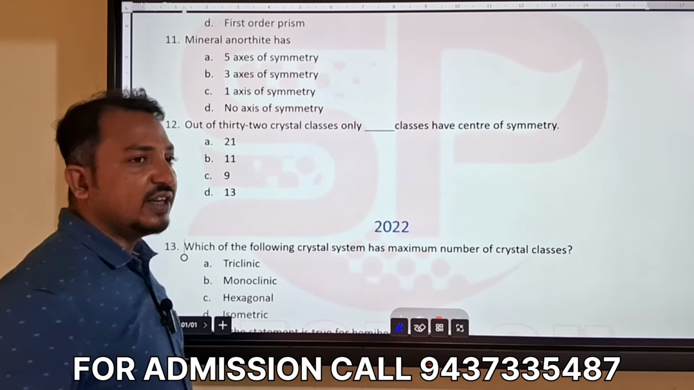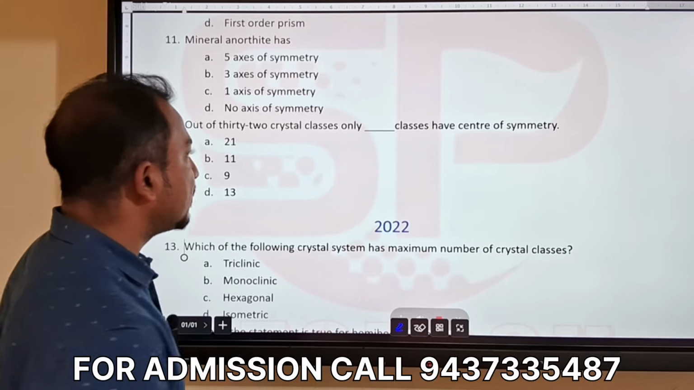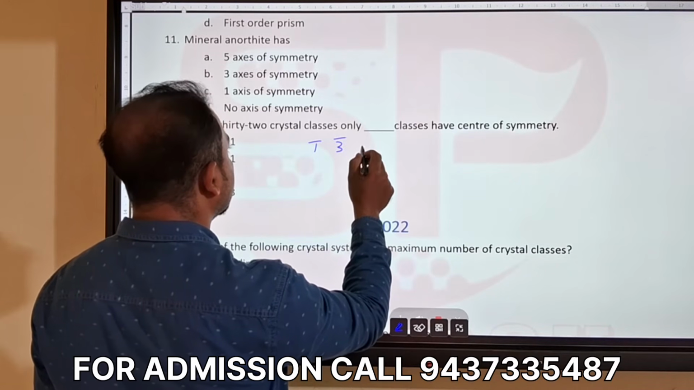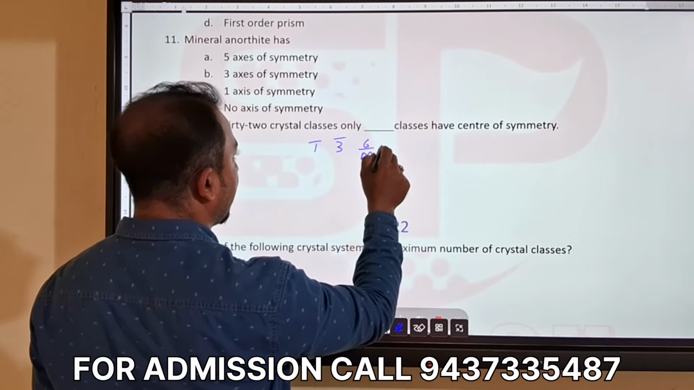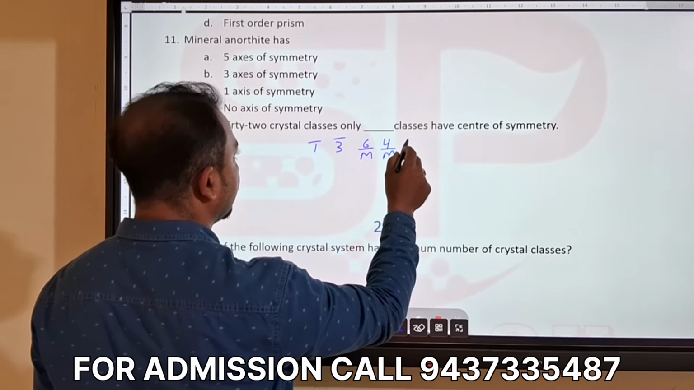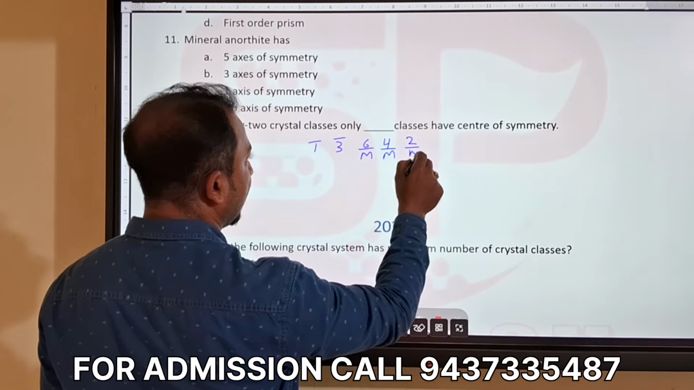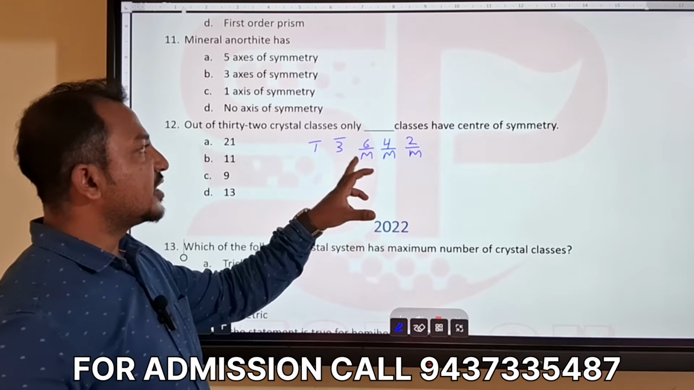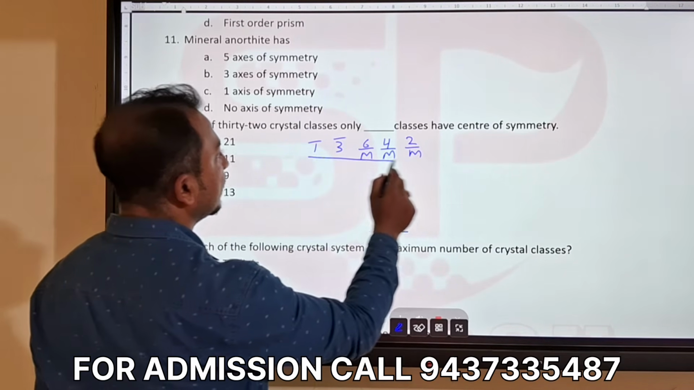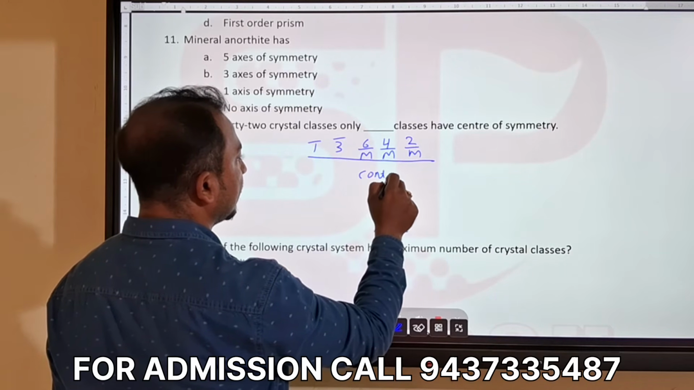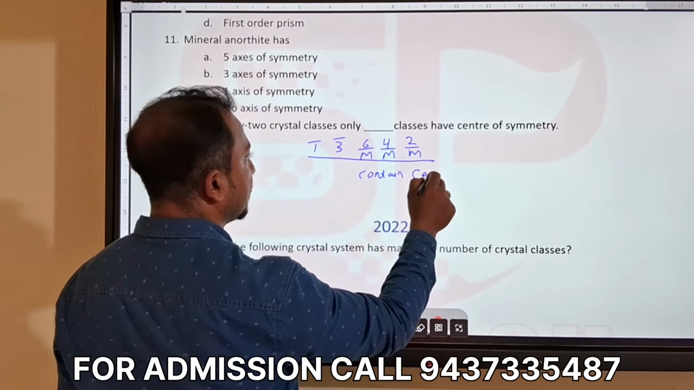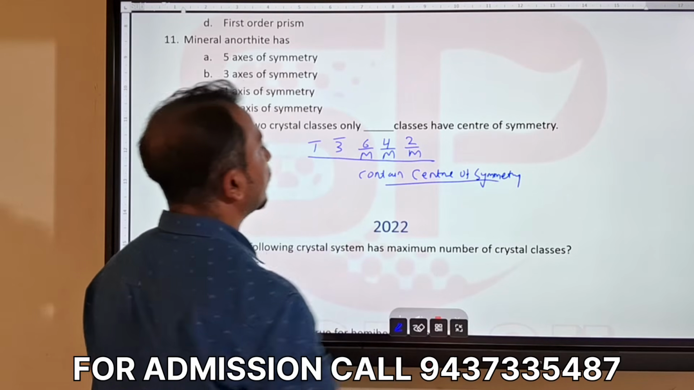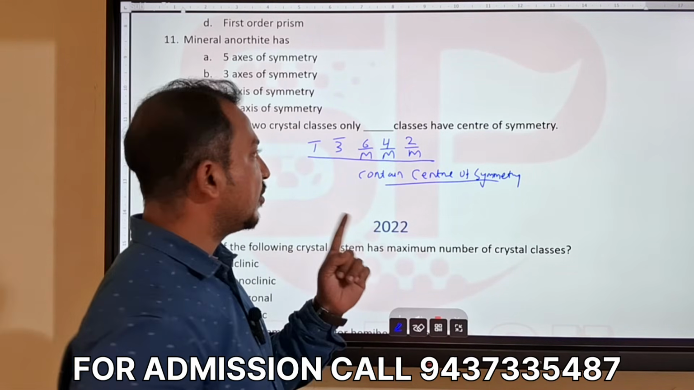So always remember, if the first letter of the HM symbol is 1 bar, 3 bar, 6 by M, 4 by M, 2 by M, then they contain a center of symmetry. So if it is 1 bar, 3 bar, 6 by M, 4 by M, 2 by M.